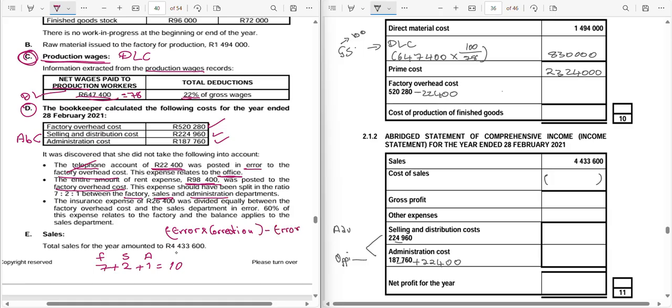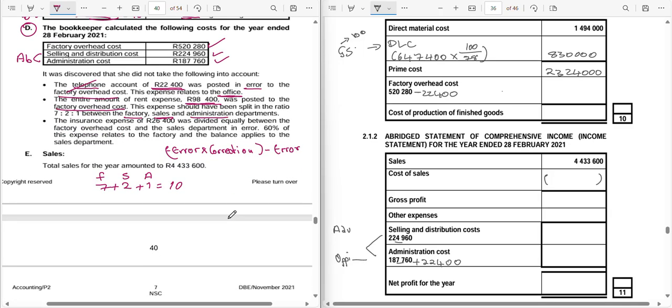So what you are going to do there, now we are dealing with factory. Let's follow the steps of the formula. They are saying error. So error is this one here. The entire amount of rent was posted to the factory overhead. This should have been split. So we gave factory overhead the total. So it's an error. So we are going to say 98,400.